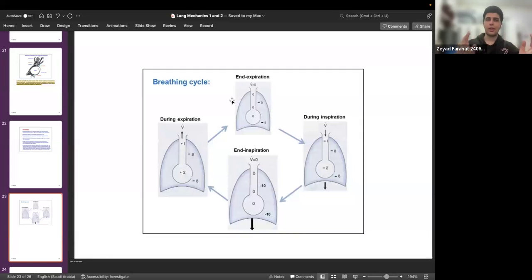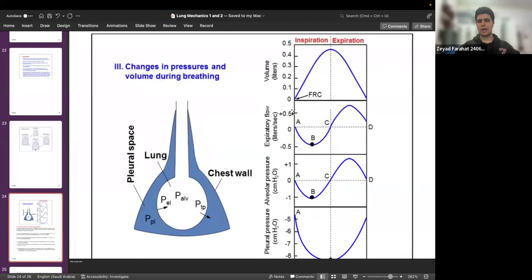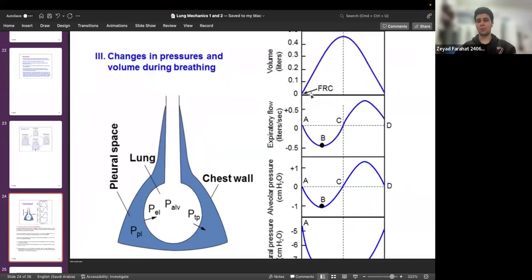So you have to remember, airflow is related to pressure. If you want to manipulate the pressure, you manipulate the volume. And this is exactly what happens in here. This is the overall conclusion. And this ties in very nicely with the slides, with the rest of the lecture. But these are very important, very important.